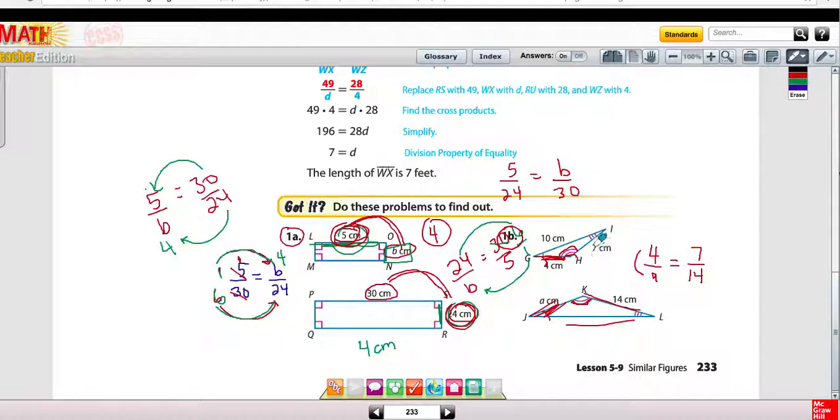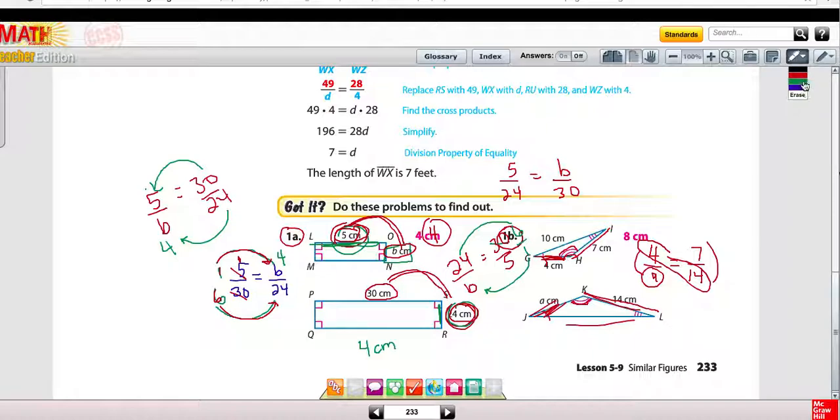And then I need to find K to L. That corresponds to H to I. So then that's where I got the 7 over 14. Okay, again, when you cross multiply and divide, we were able to find that missing value. And so on 1B, the answer is 8.